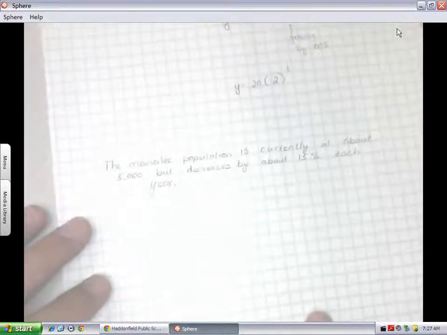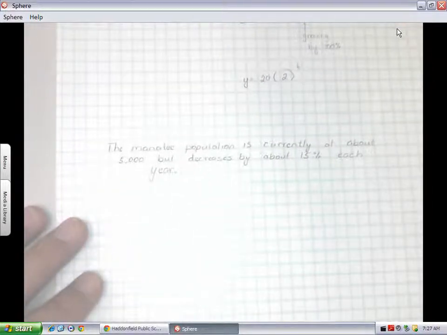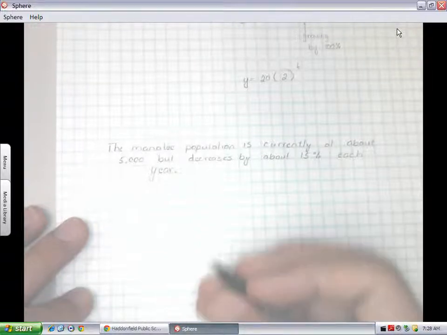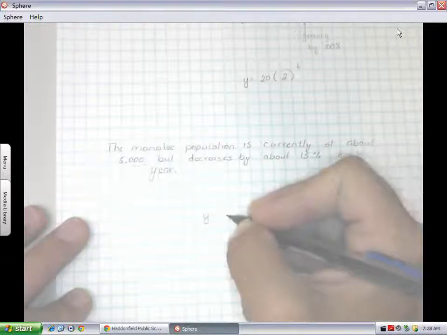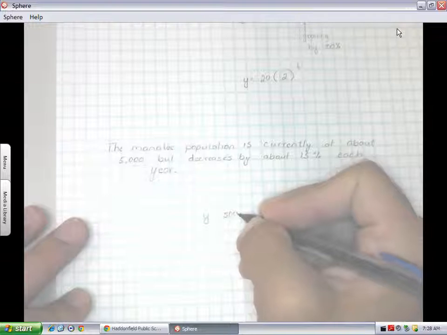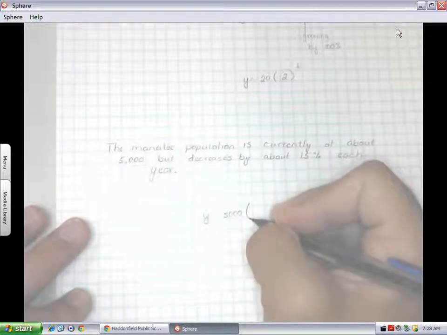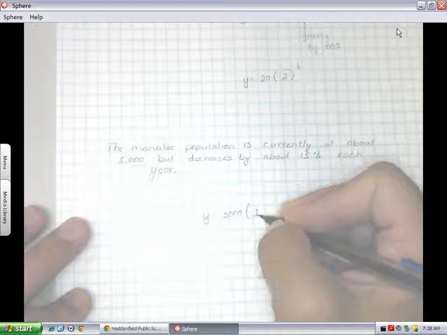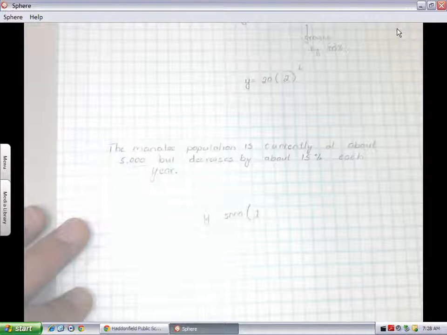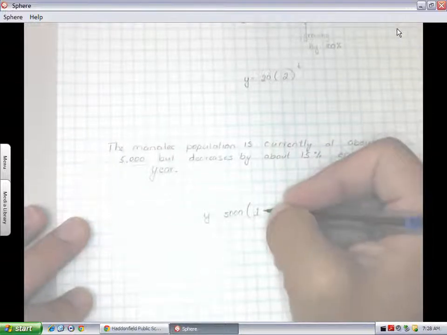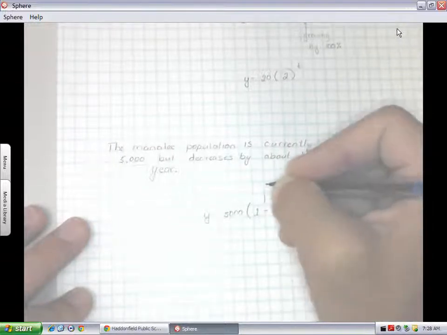Similarly, let's say that we have a population of manatees, currently at 5,000, but this time it's decreasing by about 15% each year. So I'm going to go right to my equation. I'm going to write y equals, and my initial value is 5,000, and for my base, I start with the 100%. We're always going to begin with the 100%. Now this time, since it's decreasing, I'm going to subtract. So I'm using that subtraction sign because it's decreasing.